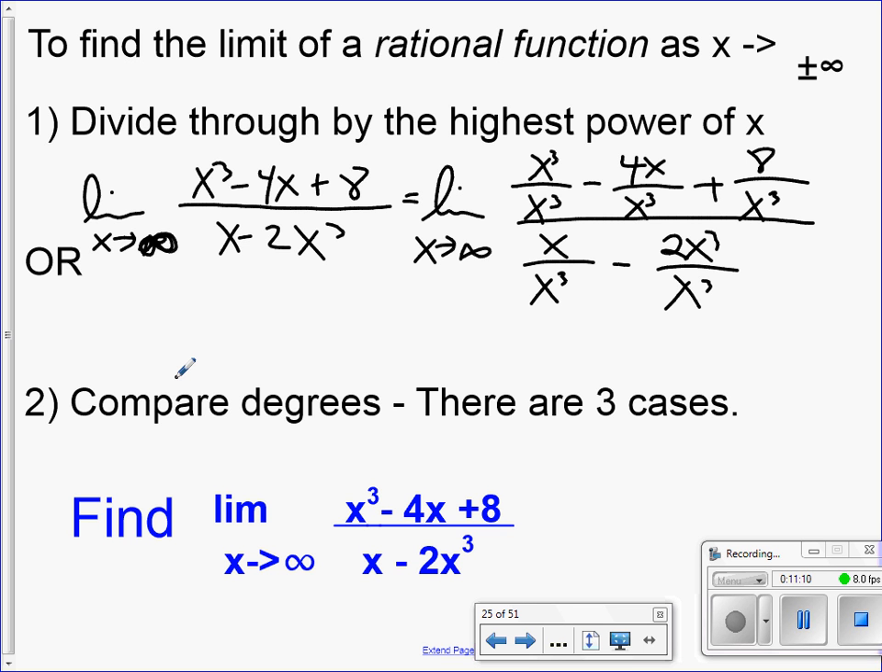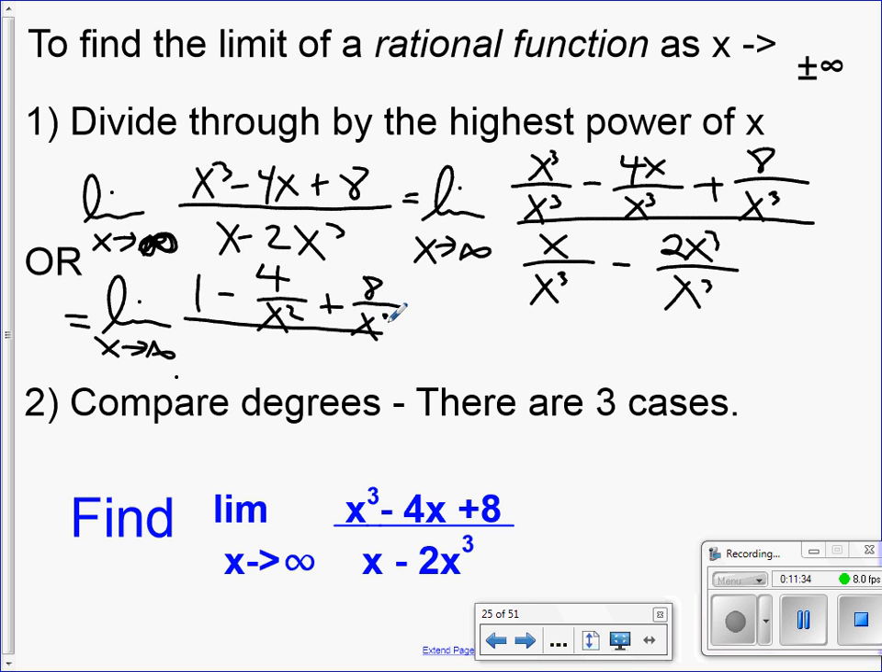So when x is approaching plus or minus infinity, you can do this, clean it up, and then take the limit. Let's write it simplified. X cubed over x cubed, what's that? 1. Then 4x over x cubed is 4 over x squared. Good. And then 8 over x cubed. Down in the denominator, one of the x's cancels, so we can simplify the first term: 1 over x squared, and then it'll be minus 2.